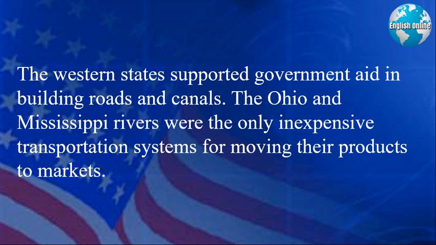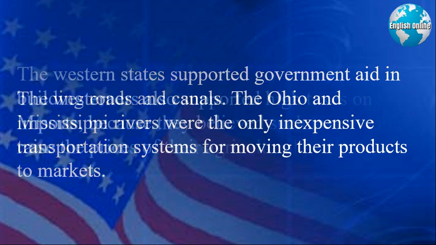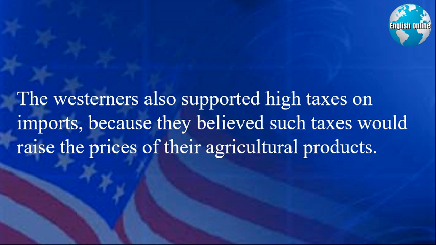The western states supported government aid in building roads and canals. The Ohio and Mississippi rivers were the only inexpensive transportation systems for moving their products to markets. The Westerners also supported high taxes on imports because they believed such taxes would raise the prices of their agricultural products.